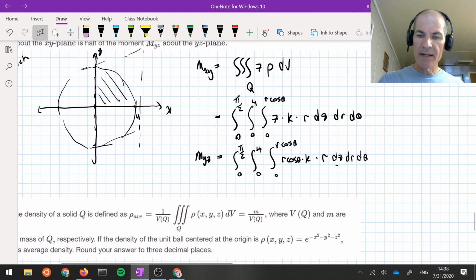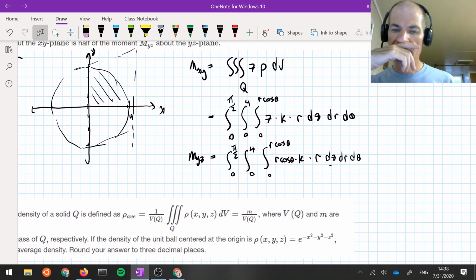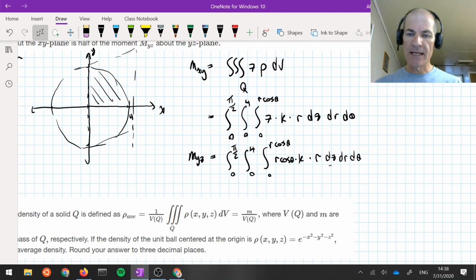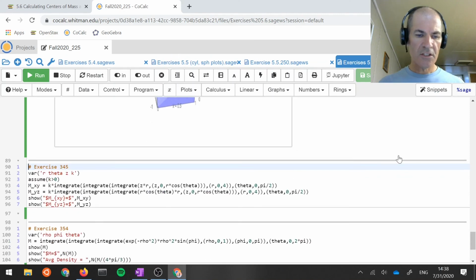We can't really do much here in terms of separating things out. It looks like we could pull out the r if we wanted to. No, not even the r. We've got an r here, a theta here, and of course dz, yeah, even dz is going to introduce a factor of r cosine theta. Okay, so let's jump over to Sage and finish this calculation up.